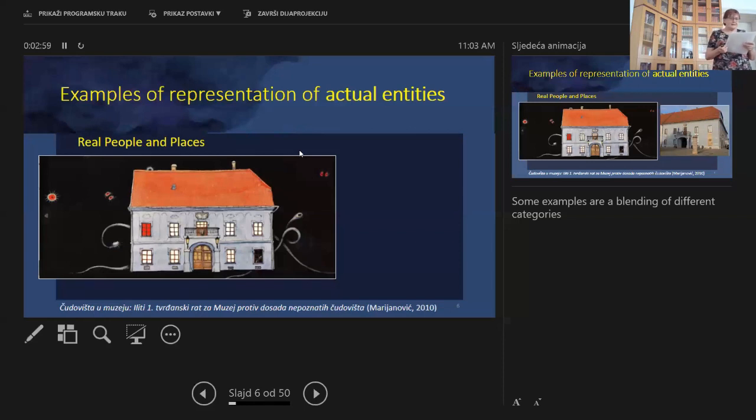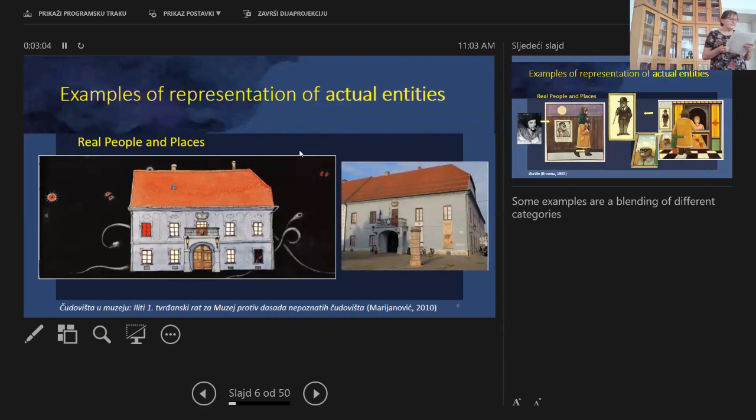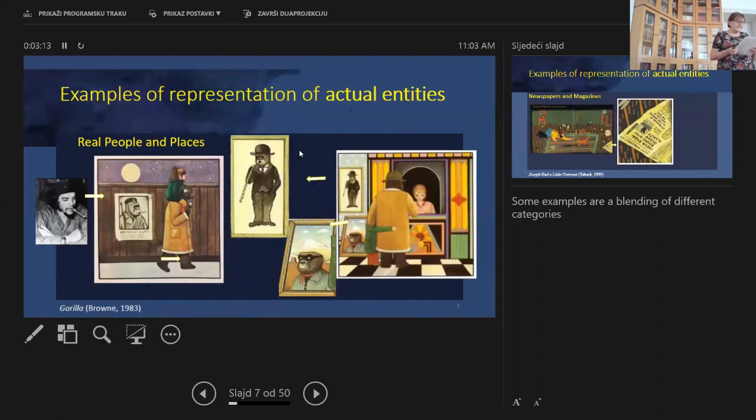This is another example of using a real place as the setting. This is the building of the Museum of Slavonia here in Osijek. And you can see it's in the picture book of Marianne. Most examples are blends of different categories, and so are these. These are real people in imitations of a poster and of two photographs. These are not direct representations, but people can be easily recognized: Che Guevara, Chaplin, and John Wayne.